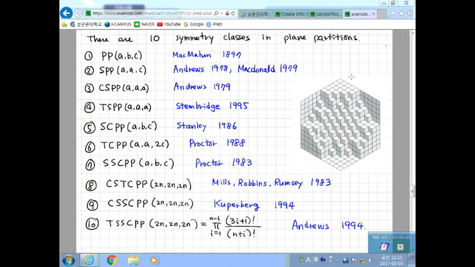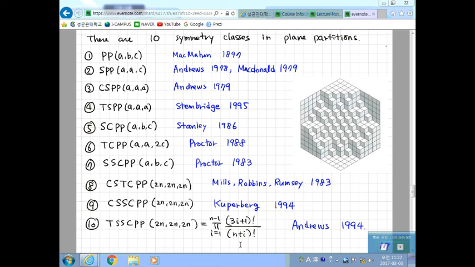And they all have nice product formulas. This is the history and when they were proved. For the TSSCPP, the box has to be 2n, because otherwise you cannot have symmetry. It's 2n, 2n, 2n. The number of totally symmetric self-complementary plane partitions inside the 2n by 2n by 2n box is equal to this. Can you recognize this number?